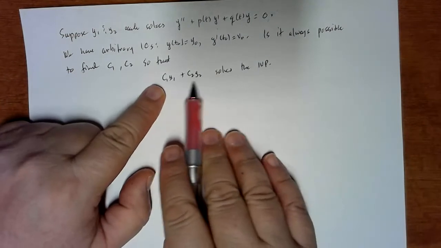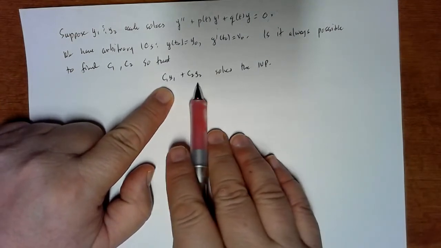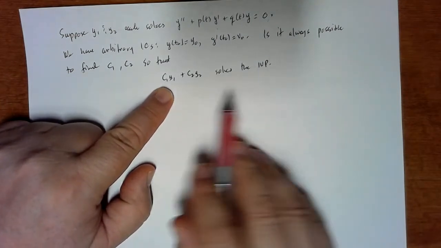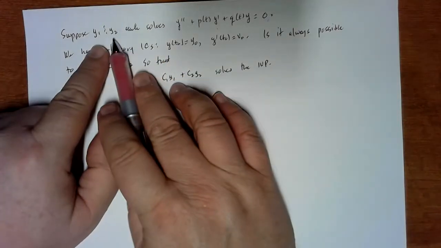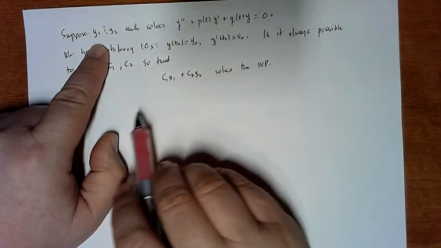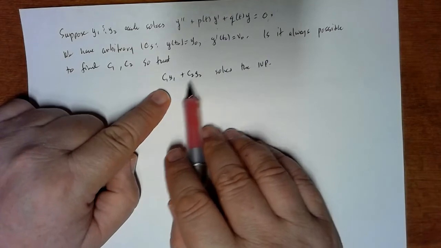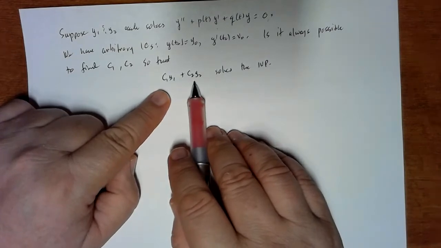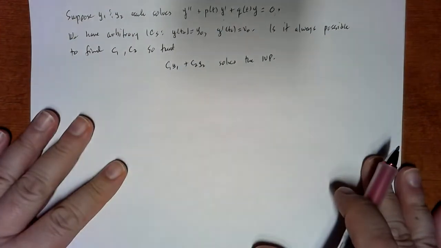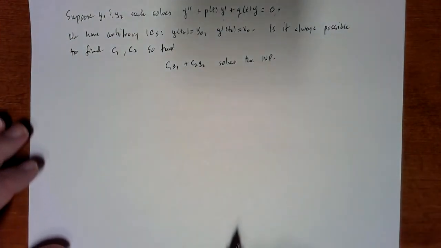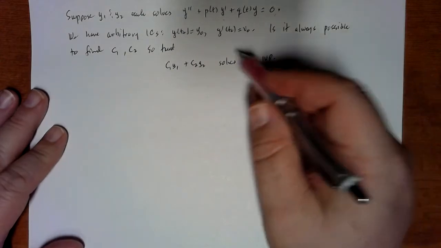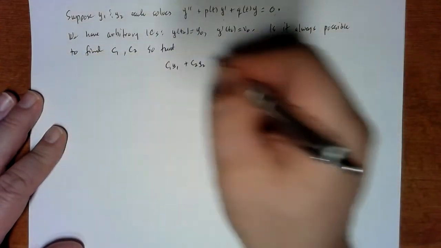So somehow, I think there's got to be some kind of restriction on y1 and y2, right? Wouldn't that make sense? You couldn't just take two arbitrary solutions to this differential equation and then be able to write all your solutions in terms of those. There must be some restriction on y1 and y2. And we're going to see what that is now. All right, so let's go ahead and see what kinds of restrictions we're going to have.